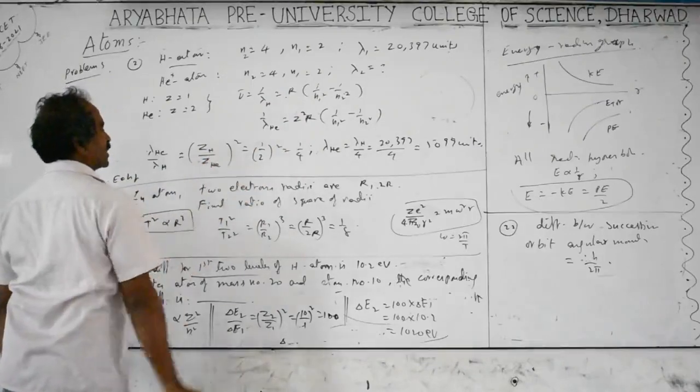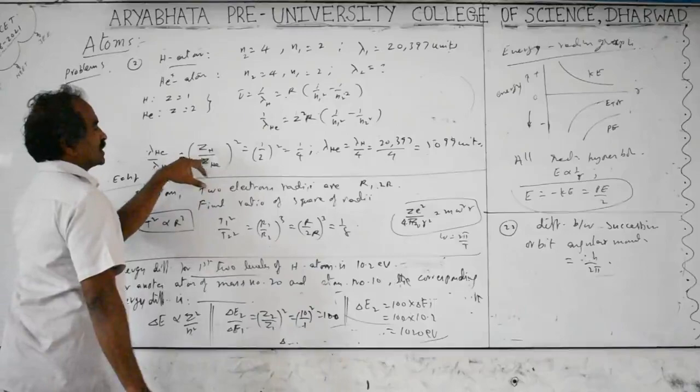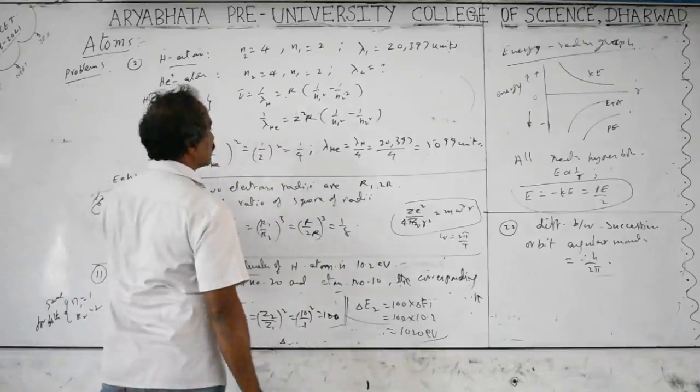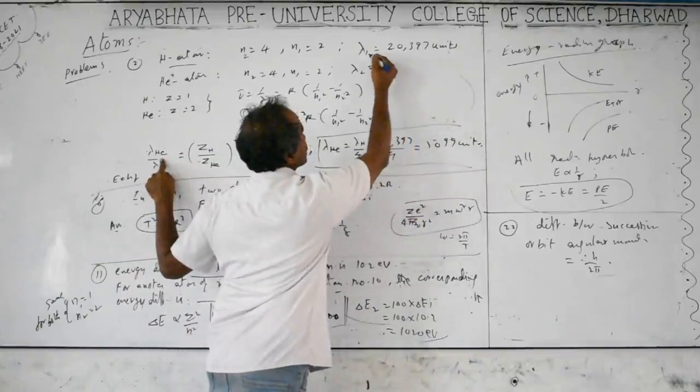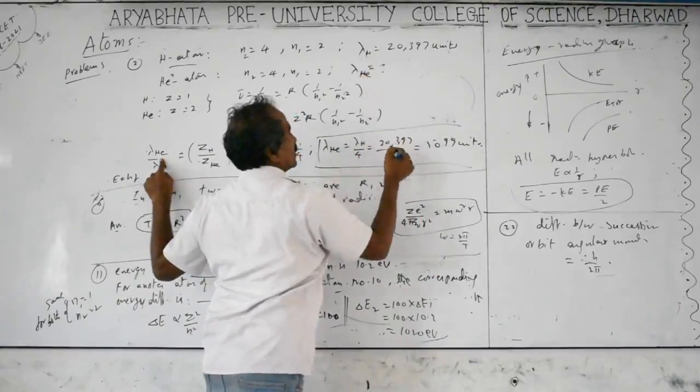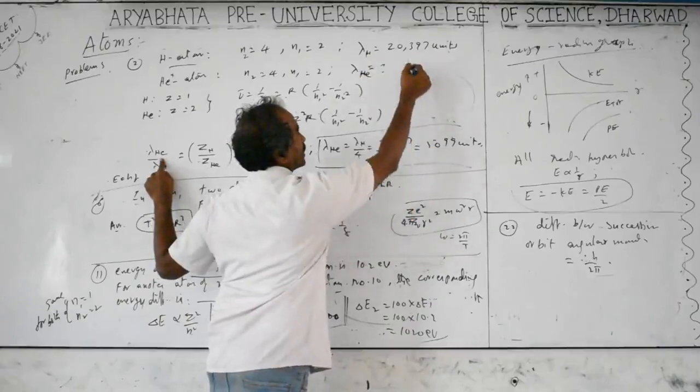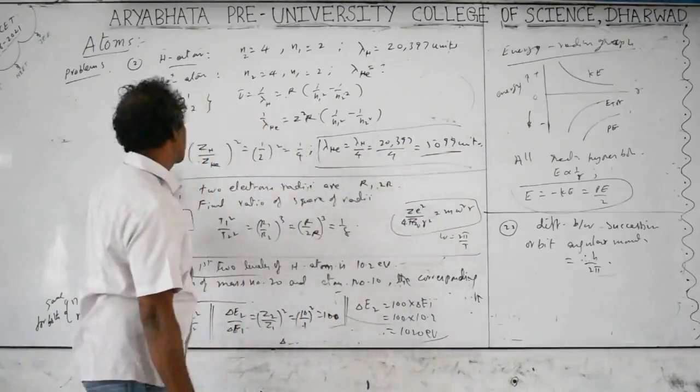If you substitute helium Z equal to 2 and hydrogen Z equal to 1, the ratio is 1 by 4. Therefore, lambda helium is nothing but whatever lambda hydrogen is given, divided by 4. Dividing this by 4, you will get 5099 units.